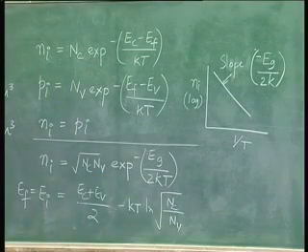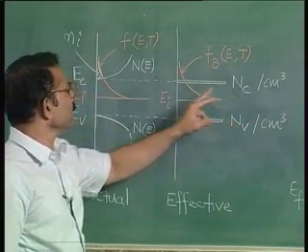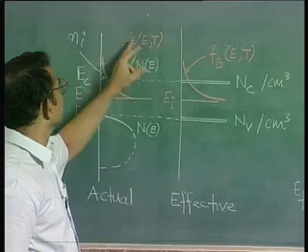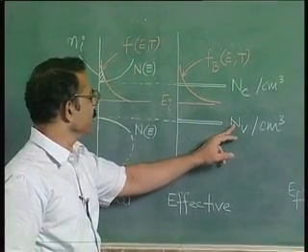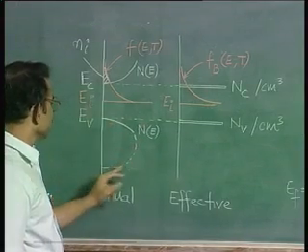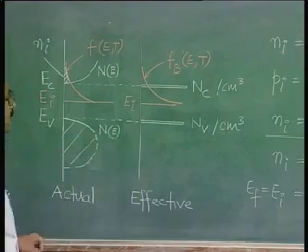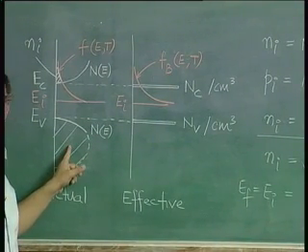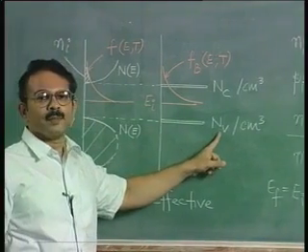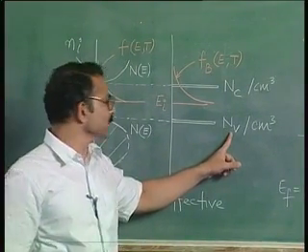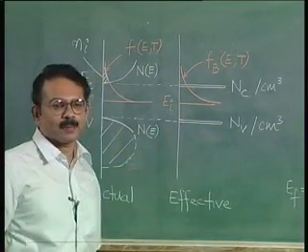It is important to note that this Nc, the effective density of states, is not exactly the same as the total number of states in the conduction band, or for that matter Nv is not the same as the total number of states in the valence band. For example, the total number of allowed states in the valence band we have seen is 4 into 5 into 10 power 22, whereas Nv is of the order of 10 power 19. So one must not confuse Nv as simply the area under this curve. This is an effective picture.